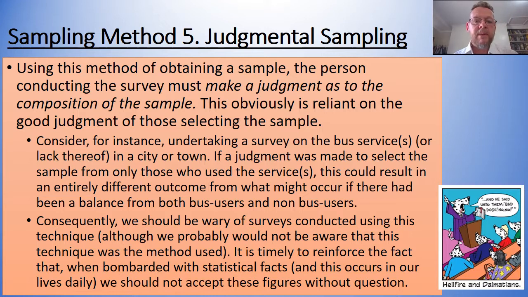Judgmental sample is based on a judgment of the person conducting the survey. So it's obviously reliant on the good judgment of the person selecting the sample. So consider undertaking a survey for a bus service in a city or town. If a judgment was made to select a sample from only those who use the service, this could result in an entirely different outcome from what might occur if there had been a balance between both bus users and non-bus users. So consequently, we've got to be aware of surveys conducted using this technique.